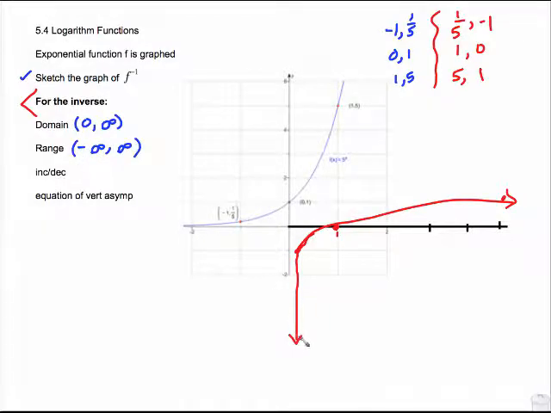This inverse is increasing from left to right. Everything is increasing. And we want the equation of the vertical asymptote. Well, the vertical asymptote is the y-axis, which is the line x equals 0.